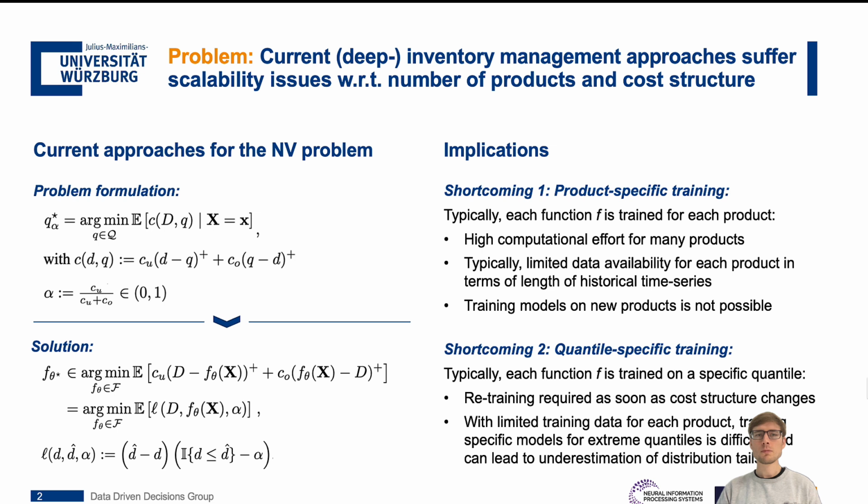Current approaches from operations management have two major shortcomings. Number one, they would typically train such a quantile regression model for each specific product. This means if you have thousands of products, you need to train thousands of models. And whenever you get a new product, you have to train another model. Number two, they are typically trained on specific quantiles, let's say the 70% quantile. But if your cost structure changes, your target quantile changes, and again you have to retrain the model from scratch.